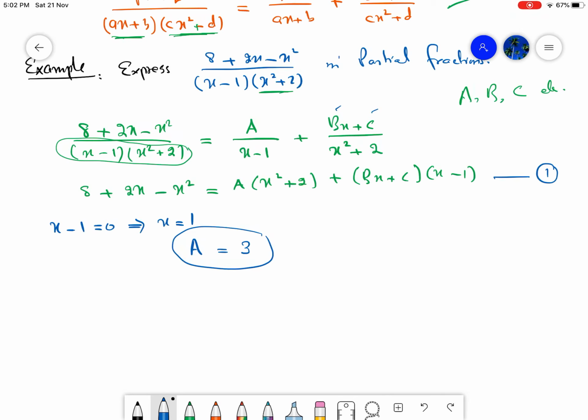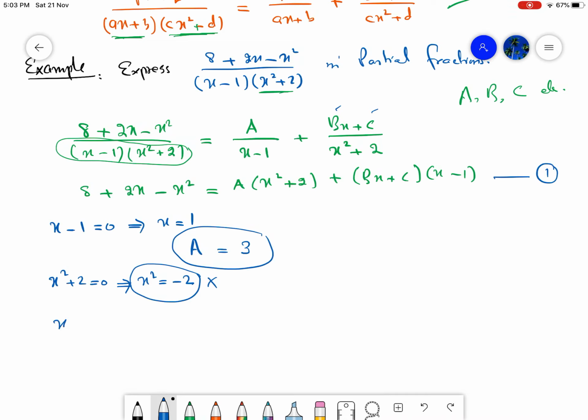So the second part here in the denominator is x² + 2. So if I say x² + 2 = 0, I can get x² = -2, which we cannot solve, right? So here is the problem. Okay, we'll come back to this one in a while.